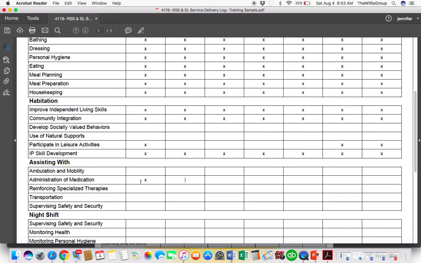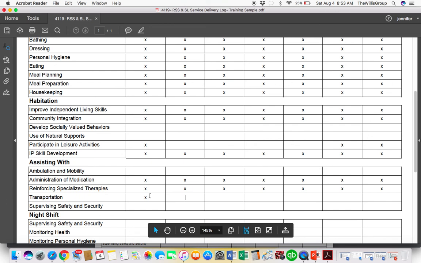Every day we probably will have the administration of medications, because most of our individuals always take medication. If they don't, we don't check it. Reinforcing specialized therapies. This means that if a person has speech therapy or behavior therapy, occupational therapy, any one of those type things, and that individual has asked for us, or the therapist has asked for us to work on things, work on strategies, work on behaviors, then we're going to be checking this off. It doesn't have to be every day.